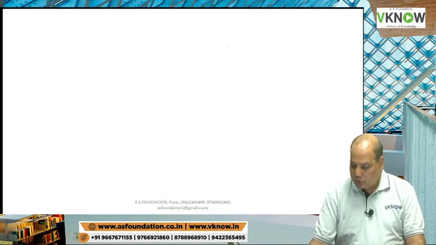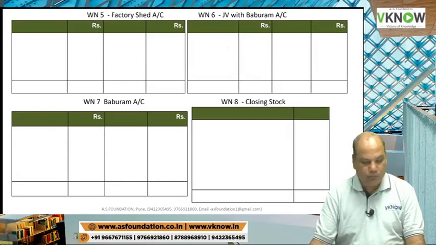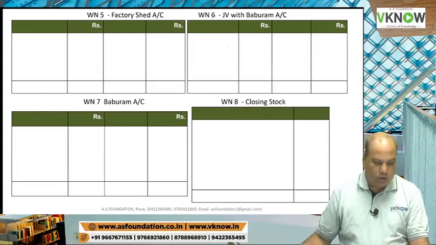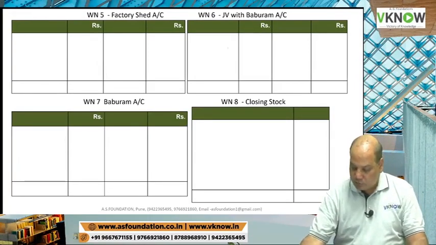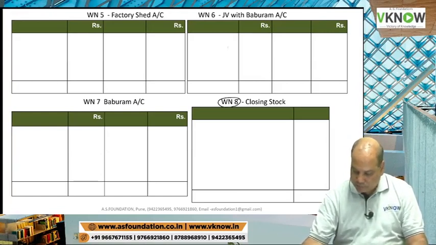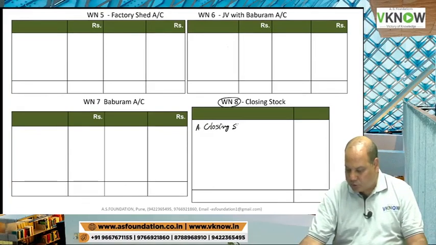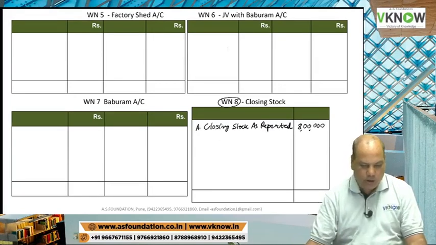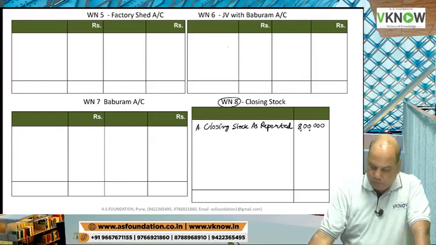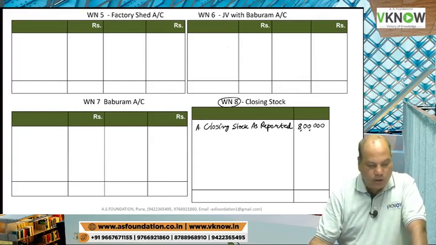Ready? So can we start solving this question now? Keep the question in front of you. Stock on 31st March 11, 8 lakh, so that you write in working note 8. Point number 8, closing stock as reported, 8 lakh.